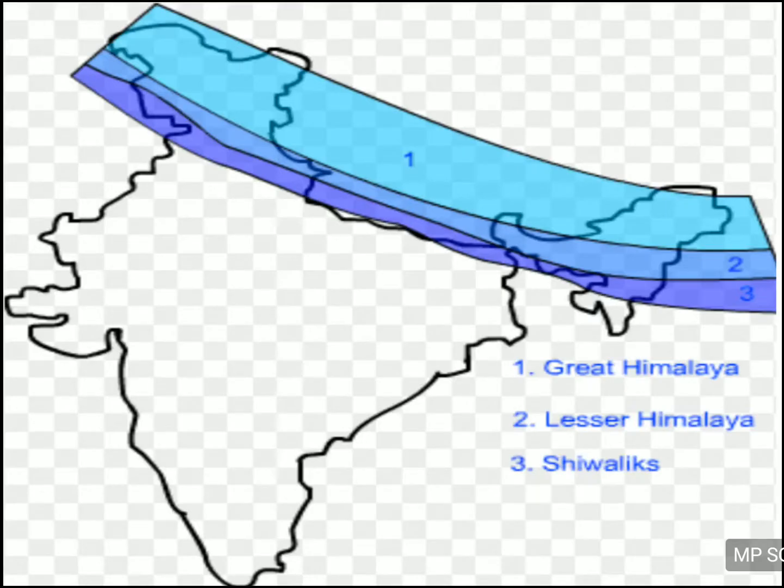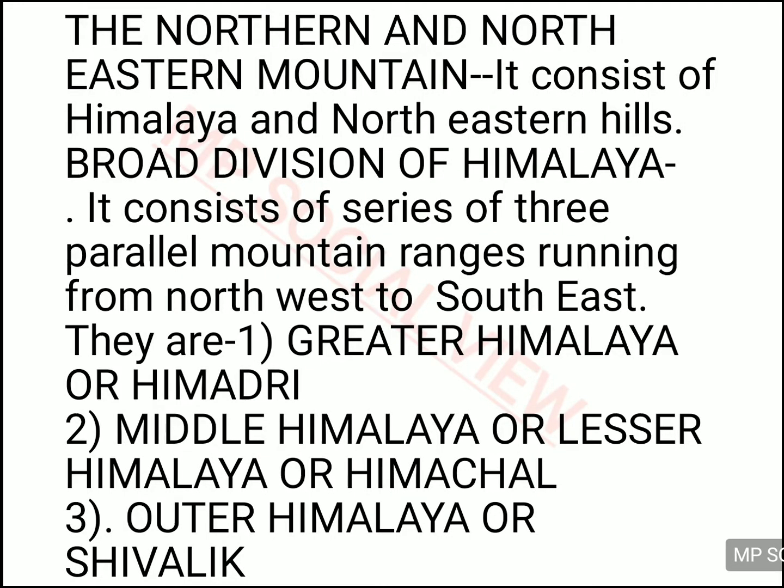See, the three ranges of the Himalaya are being shown to you. Here it is moving from the northwest to southeast direction, and the three ranges are not intersecting with each other, they are just parallel to each other. The first one is the Greater Himalaya, the second one is the Middle or Lesser Himalaya, and the third one is the Outer Himalaya. So this is basically the broad division of the Himalaya.